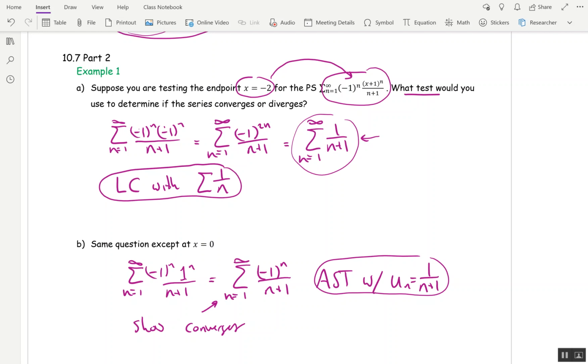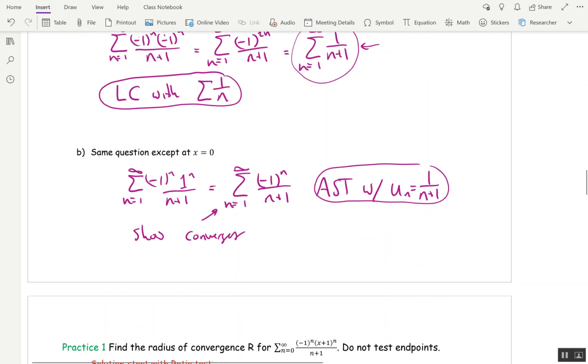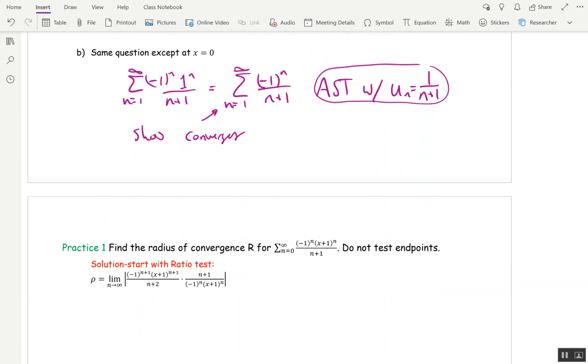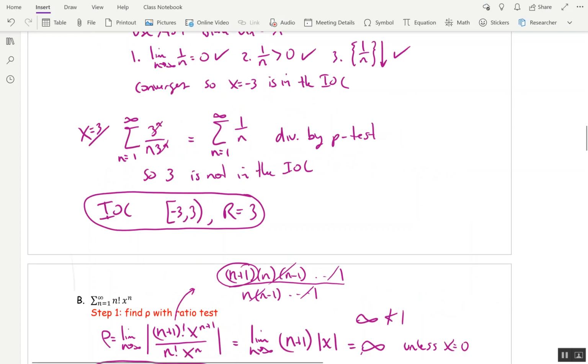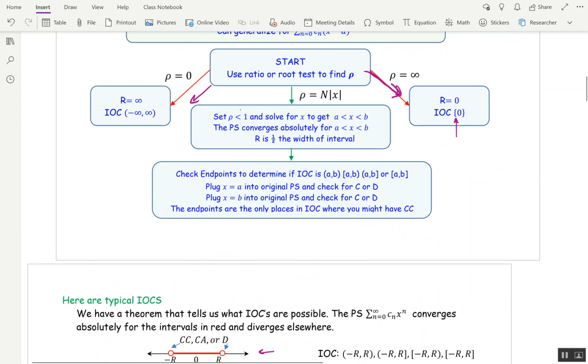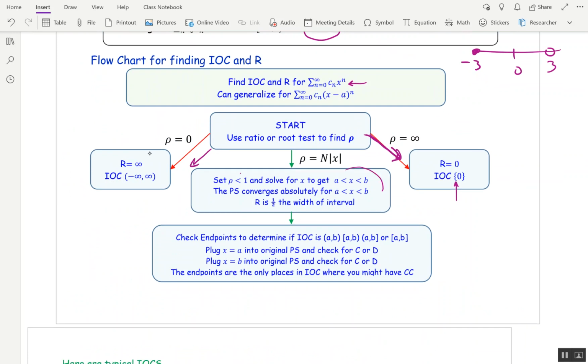We're going to come back to this example in a second because we're about to find the radius of convergence for this infinite series. And it says do not test the endpoints. The reason why we're not going to test the endpoints is because we did it above. So we're only finding the radius of convergence. So in terms of finding the radius of convergence, you can stop on your flow chart at step 2, because whatever you get for a and b, the radius is going to be half the width of that interval. You don't have to test the endpoints.